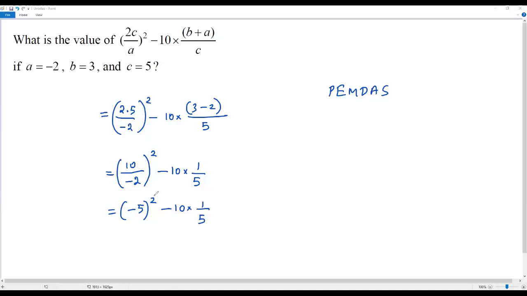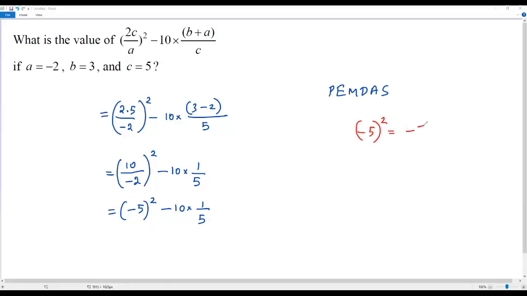Okay, here we have exponent, subtraction, multiplication. According to PEMDAS, we have exponent first and then we have multiplication. At last we have subtraction. So let's do this exponent first. So that is I have to evaluate this power, negative 5 the whole square. So what is the evaluation of this negative 5 the whole square?